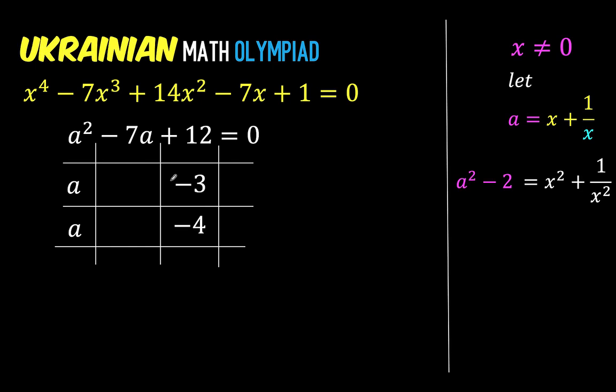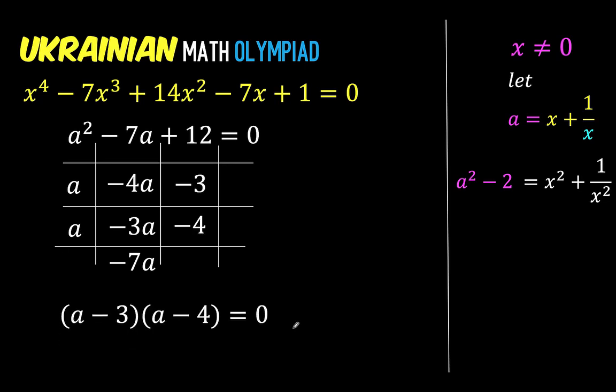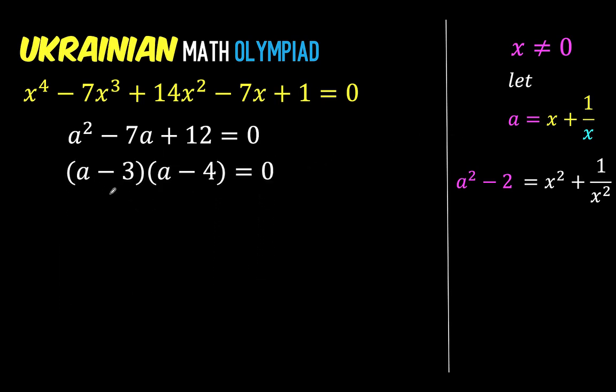To check what are the right combinations, let's multiply. A times negative 4 gives us negative 4a. A times negative 3 gives us negative 3a. And negative 4a plus negative 3a is negative 7a, which is exactly this middle term here. So we know now what are the factors. We have a minus 3. The other factor is a minus 4. And that is equal to 0. Now, using the zero product property, each of these factors can be equated to 0, and solving for a equals 3, and in here, a is equal to 4.